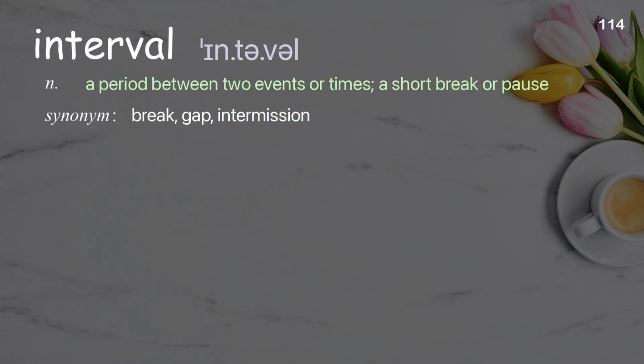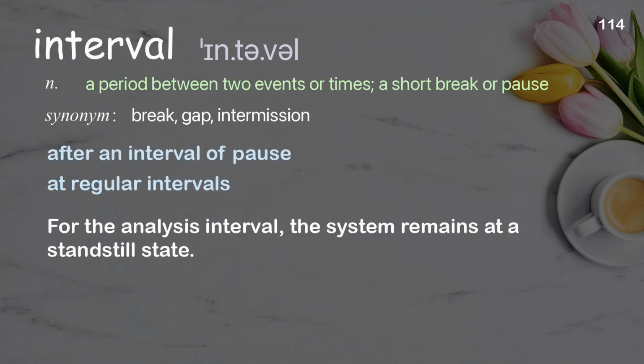Interval. A period between two events or times, a short break or pause. Examples: After an interval of pause. At regular intervals. For the analysis interval, the system remains at a standstill state.